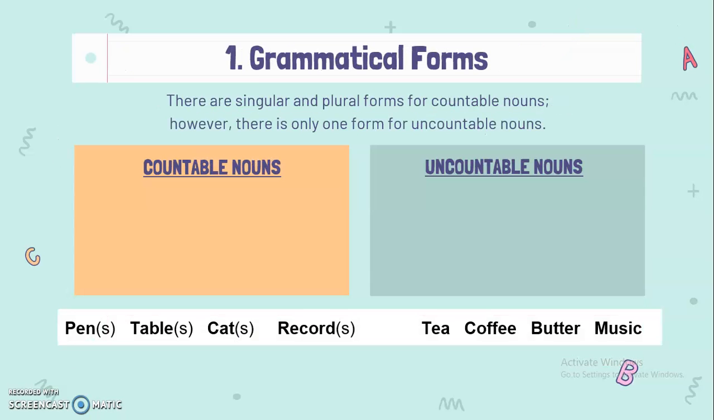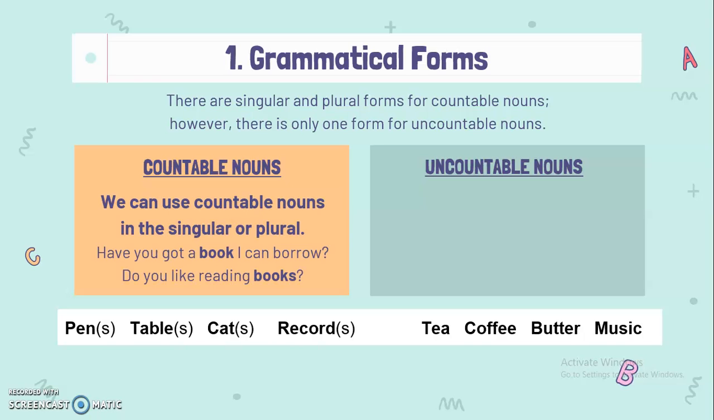So, with the first one, grammatical forms. There are singular and plural forms for countable nouns. However, there is only one form for uncountable nouns. So let us see in detail. We can use countable nouns in the singular or plural form. It has 2 forms, as I've said.